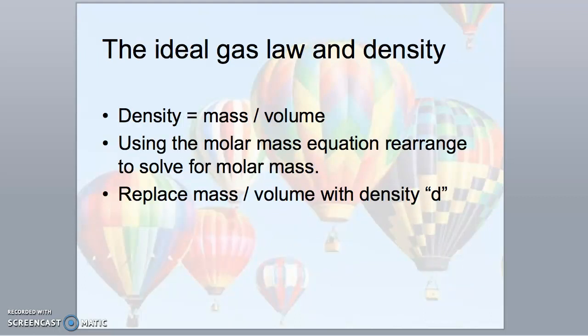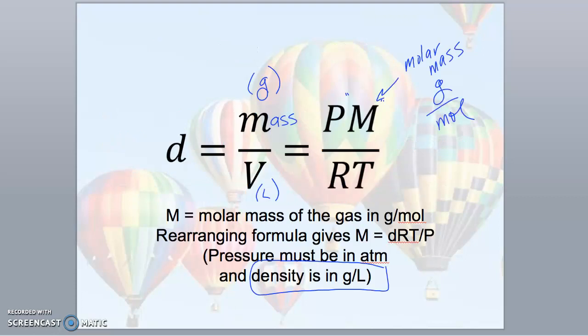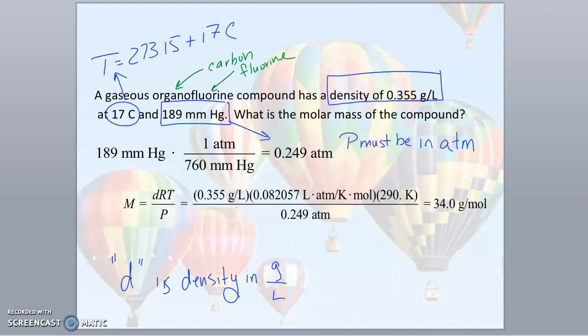We can do the same thing for density. Since density is mass over volume, we can replace both of these in the ideal gas law with a symbol for density. Again, it's really important to keep track of your units. Since we're using the constant R, our pressure has to be in atmospheres and our density is going to have units of grams per liter.